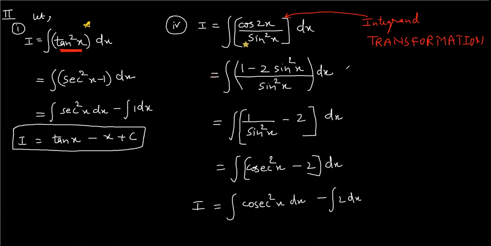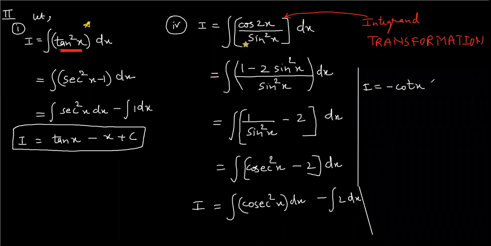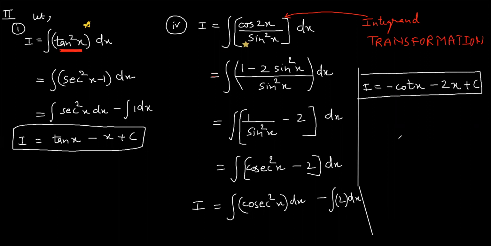You know what will happen next? That 2 is a constant, so that 2 will go out. Therefore I equals the integration of cosec square x dx, which is minus cot x plus c, and this 2 is out. The integration of 1 dx is x. So you have here minus 2x plus c. This is the final answer.